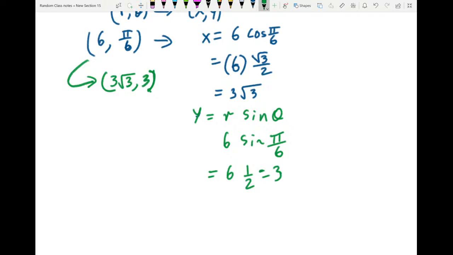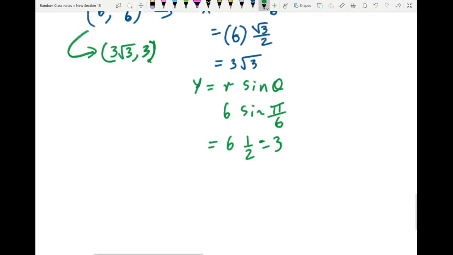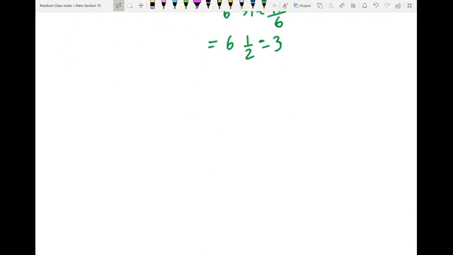Now the hard part becomes how do you convert rectangular to polar? You get, let's look at it, 2 comma negative 2. So let's figure this out. Where is 2 comma negative 2?